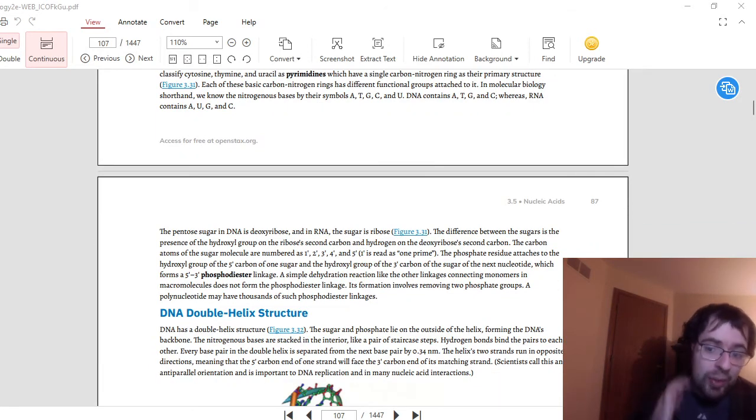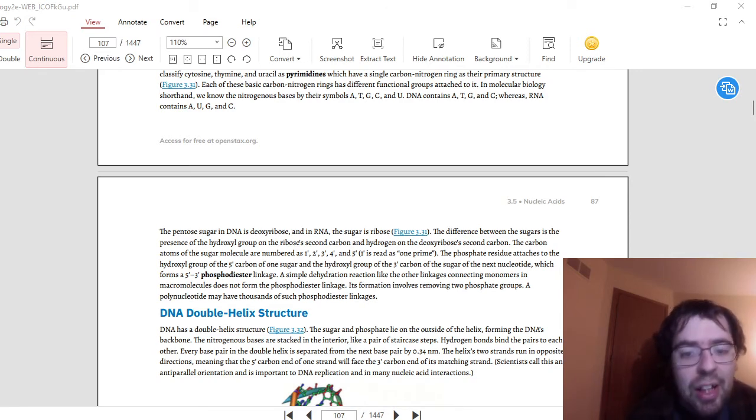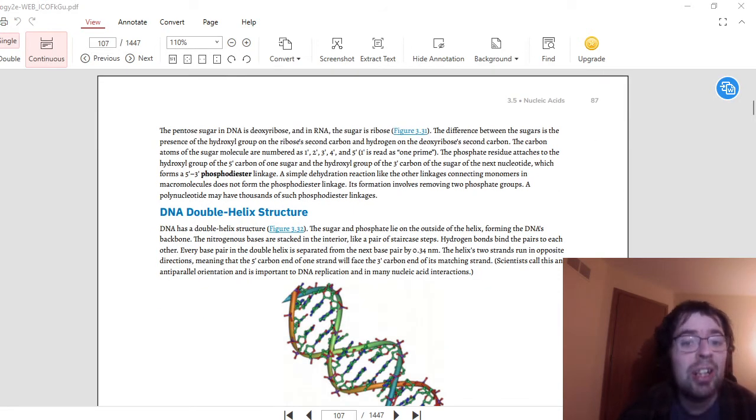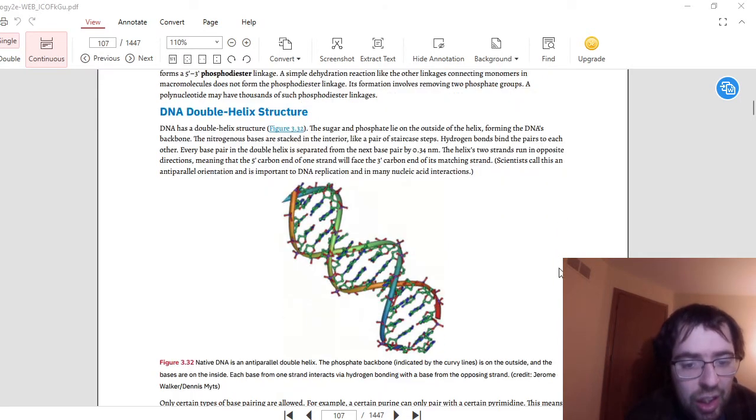Anyway, the difference between the sugars is the presence of a hydroxyl group on the ribose's second carbon and hydrogen on the deoxyribose's second carbon. The phosphate residue attaches to the hydroxyl group of the 5th carbon of one sugar and the hydroxyl group of the 3rd carbon of another sugar in the next nucleotide, which forms the 5,3 phosphodiester linkage. A simple dehydration reaction, like the other linkages connecting monomers in macromolecules, does not form the phosphodiester linkage.